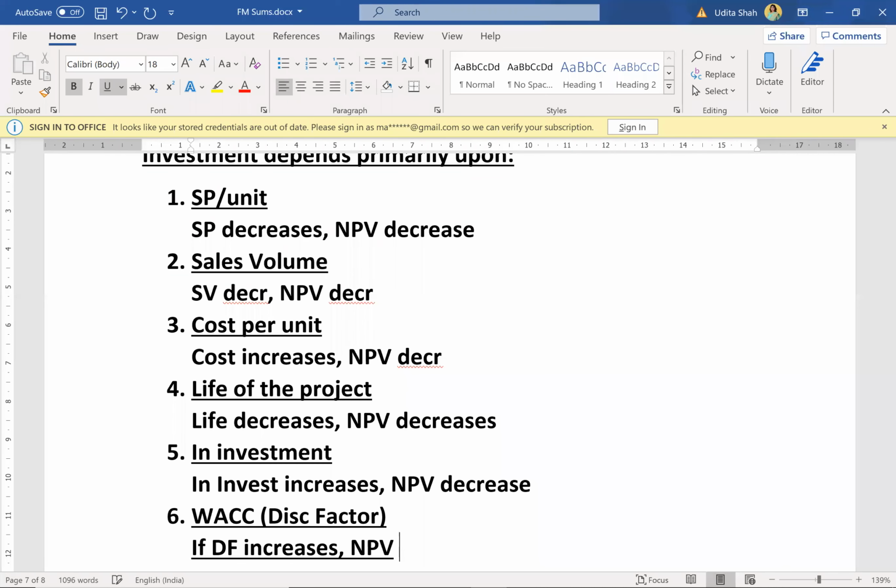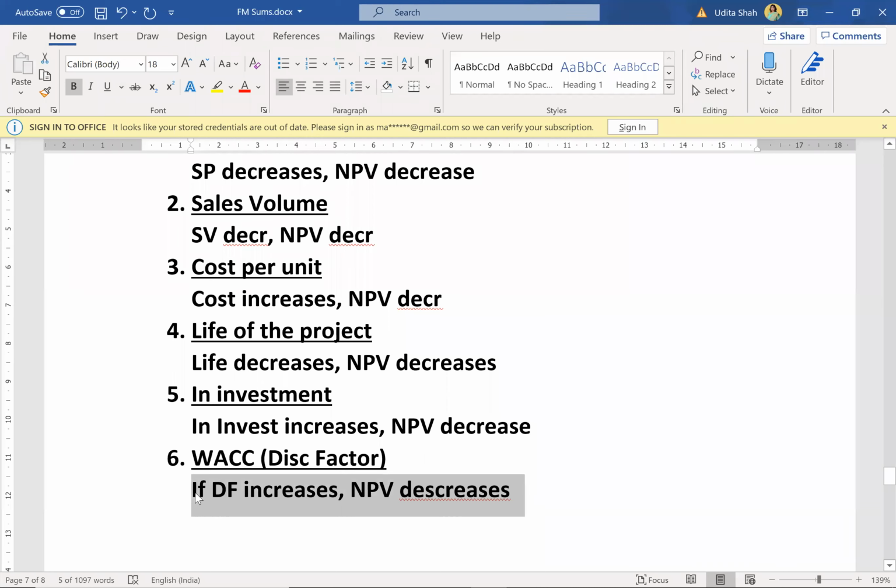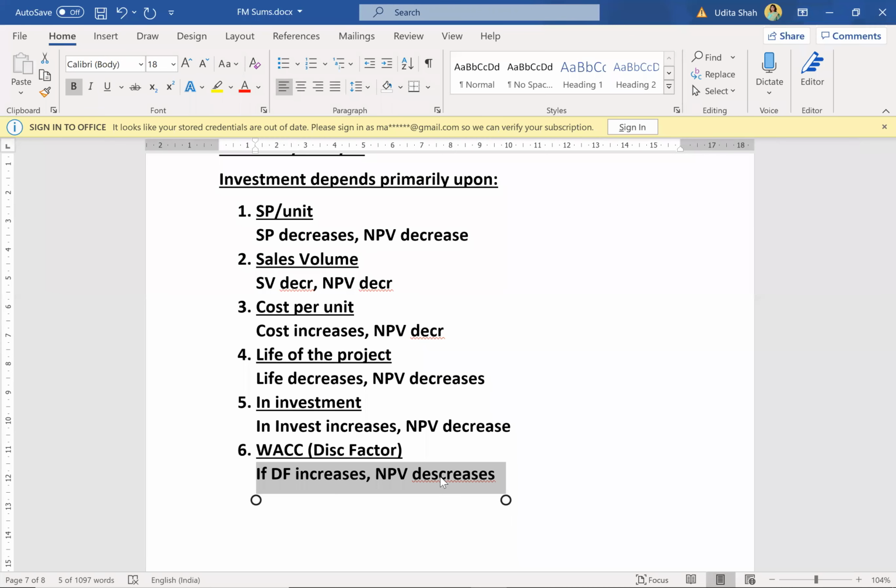My NPV will start to decrease. My NPV decreases. Okay. So again, what does management want to find? What is the maximum increase that we can afford in our WACC? Okay, so see what management is doing. These all 6 factors are primary factors which will affect my NPV. They will directly affect my NPV. These factors are not secondary, they are directly affecting my NPV.